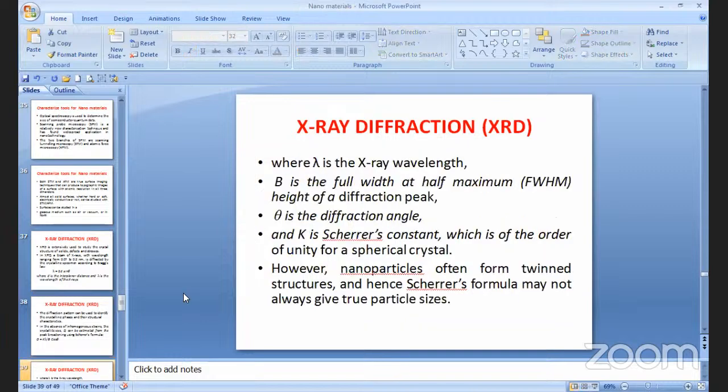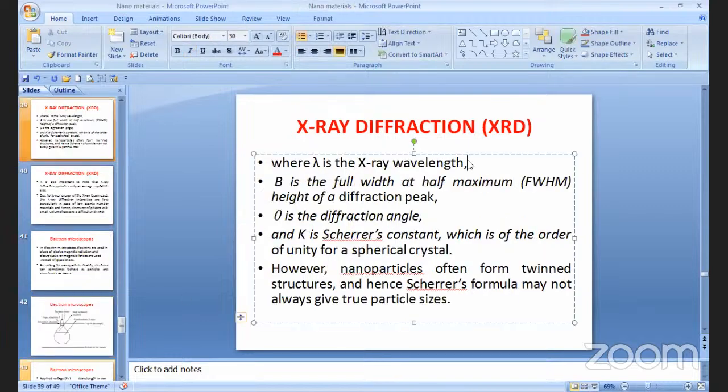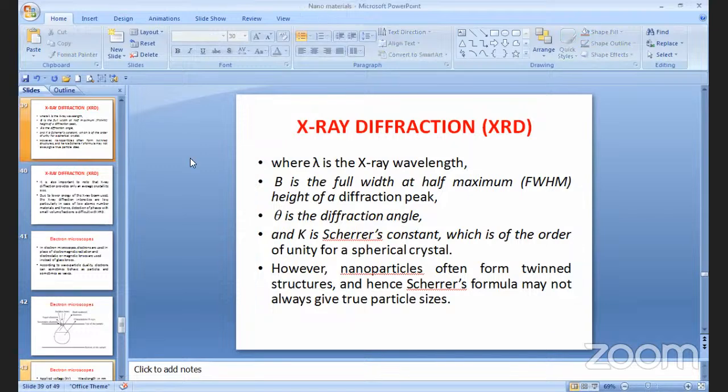Lambda, as we already know, is the wavelength of the X-rays. B is the full width at half maximum height of a diffraction peak, and as already mentioned, theta is the diffraction angle. K is the Scherrer constant, which is of the order of unity for a spherical crystal.